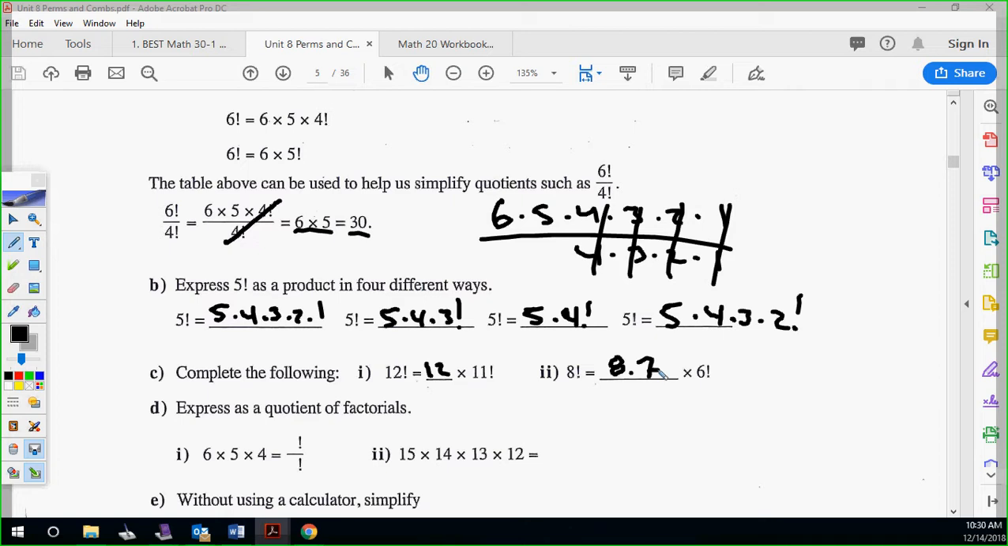Any questions thus far? Yeah, yeah. Wish we started with this one, right?